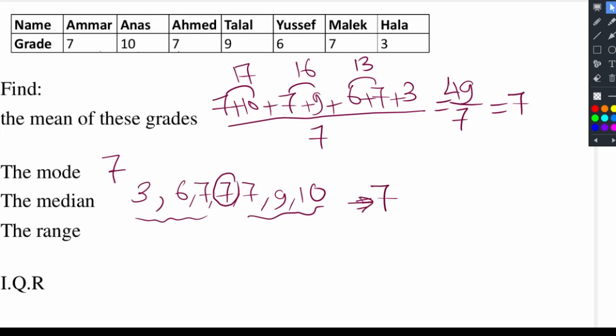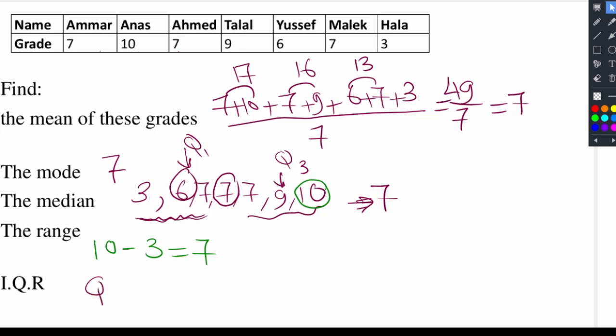Okay? The range. The range is the difference between the maximum minus the minimum. Where is the maximum? The maximum is 10. Minus. Where is the least? The least is 3. Equals 7. IQR. What's IQR? Interquartile range. Look at the group on the left. What's their median? Their median is 6. Q1. The group on the right. What is their median? Their median is 9. Q3. Interquartile range equals Q3 minus Q1, equals 9 minus 6 equals 3.